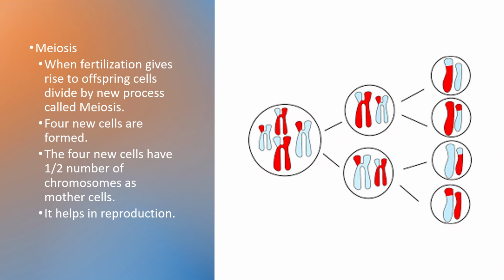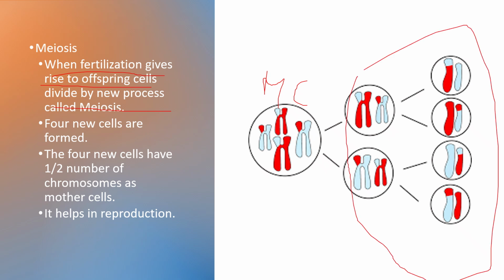Now let's study another reproductive process, which is meiosis. In meiosis, cells that give rise to offspring through fertilization are divided by a new process called meiosis. In this, four new cells are formed, and only this is the mother cell. These are all daughter cells. And four new cells are formed. So basically, when meiosis stops, four new cells are formed.